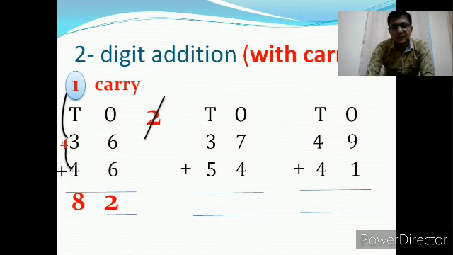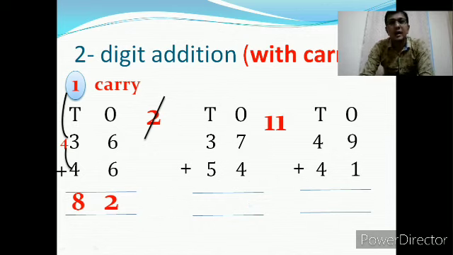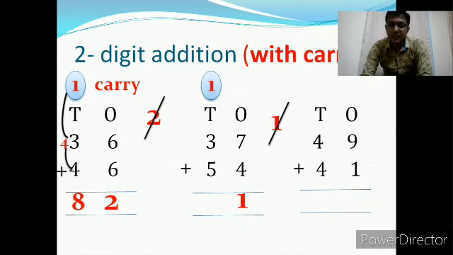So in the next example, 37 and 54, we have to add 7 and 4. 7 plus 4 will give us 11. 11. So what I have to do? In the ones place, I have to place one digit. So you strike off 1 which is in ones place and write it in the ones place. And simultaneously, you take the remaining one to where? Tens place.